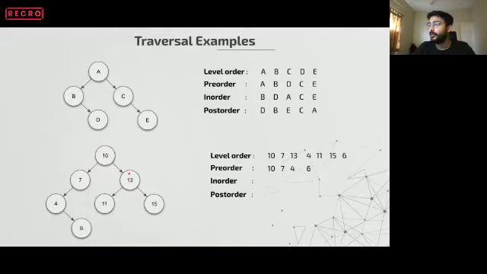Now 13 is the root element. We'll process it first. Now we'll go to left child, which is 11. 11 does not have a left and right child. Now we'll process 15. Okay, great. Let's move to in order.